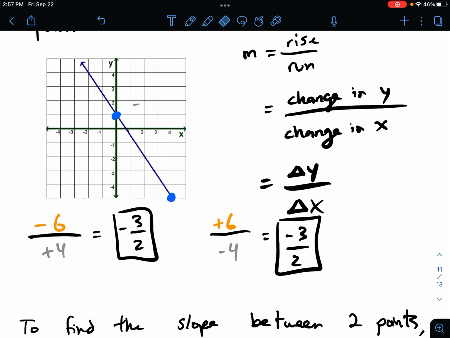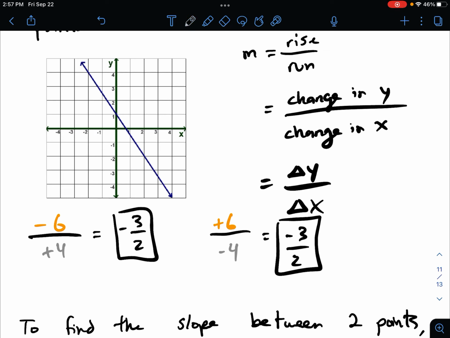Again, I could even try this one more time just to really drive it home. I could pick a point here, 0, 1, and a point here, and my slope would be -3, right down 1, 2, 3, and then 2 to the right, 1, 2. So we still get that -3 over 2 for my slope.